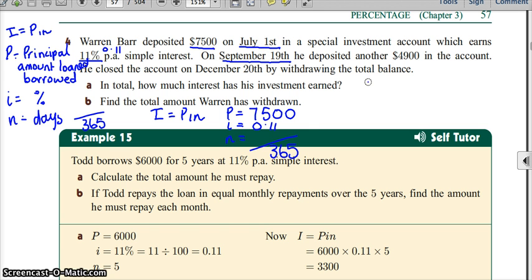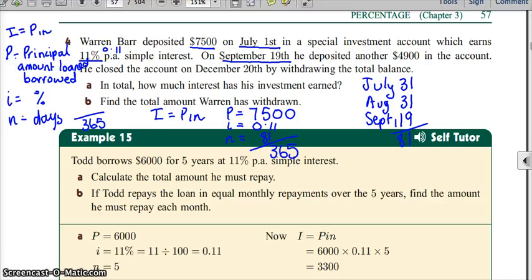So from July 1st, how many days in the month of July? 31. June, July, August, how many days? 31. And September? 30. But we've only got 19 of them used. There were 81 days out of a total 365. Out of a whole year, only 81 days was this 7,500 put in at 11%.